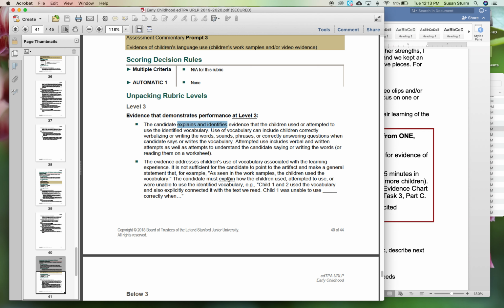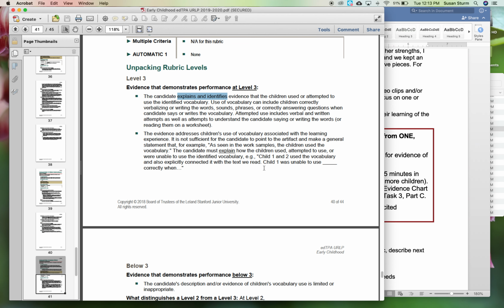The evidence addresses children's use of vocabulary associated with the learning experience. It's not sufficient to point to the artifact and make a general statement. So you can't say, as seen in the work samples, the children used the vocabulary I taught. That's not going to get you a 3. You must explain how the children used, attempted to use, or were unable to use the identified vocabulary. So for example, you would say, Child 1 and 2 used the vocabulary and also explicitly connected it with the text we read. Child 1 was unable to use blank word correctly when. So this is how you're going to, I'm going to cut and paste this.